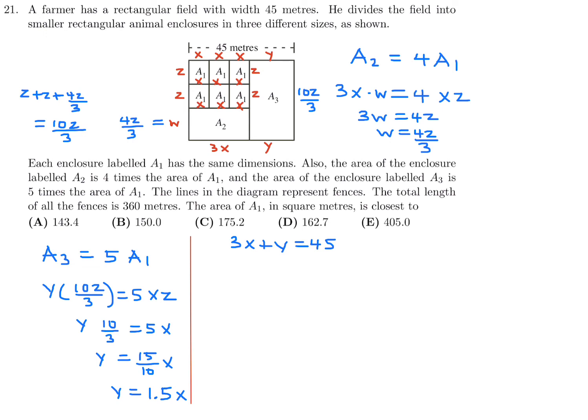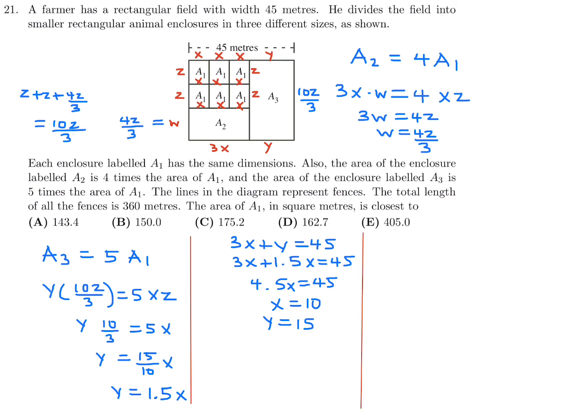And that's a pretty helpful piece of information, because now we can substitute this into that equation I just drew. So that's going to be 3x plus 1.5x is equal to 45. So that means 4.5x is equal to 45. Therefore, x is 10. And therefore, if x is 10, I can substitute that in here. Therefore, y will be 1.5 times 10, which is 15. All right, great. And now we have to figure out z.